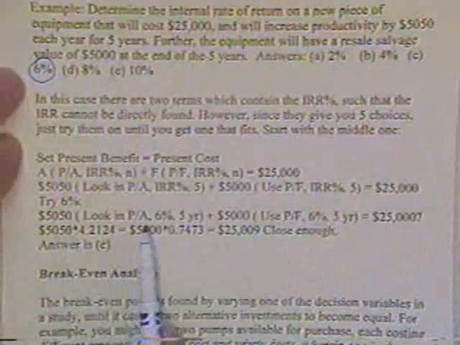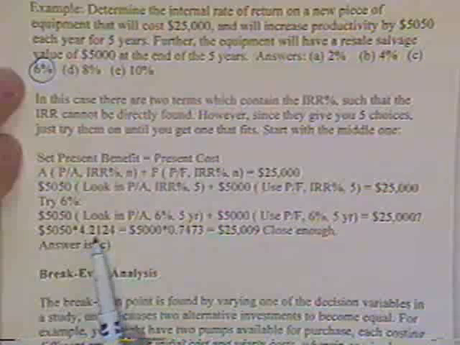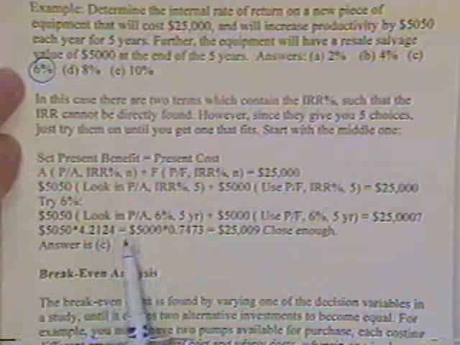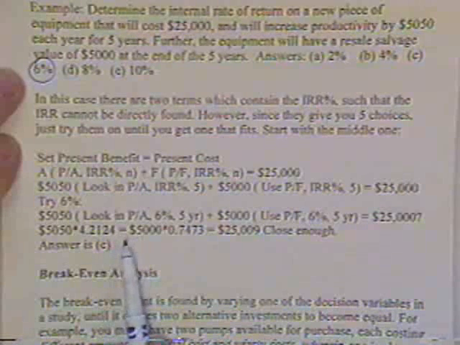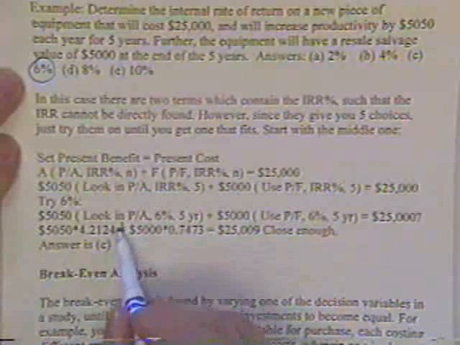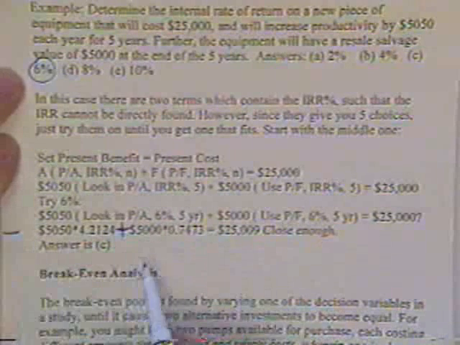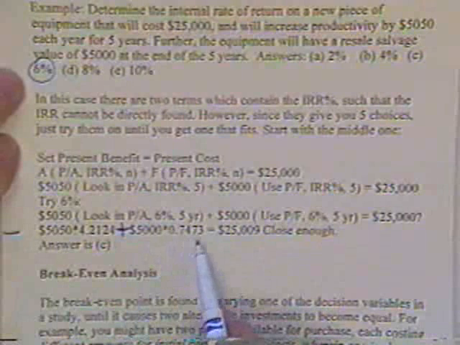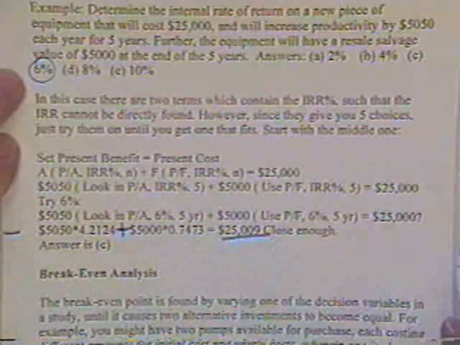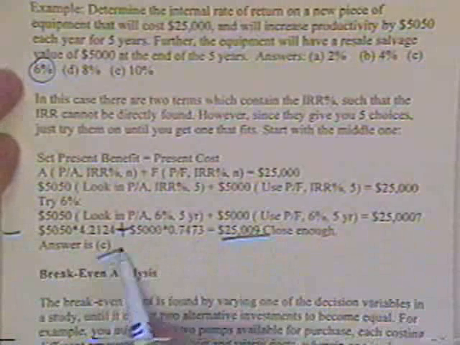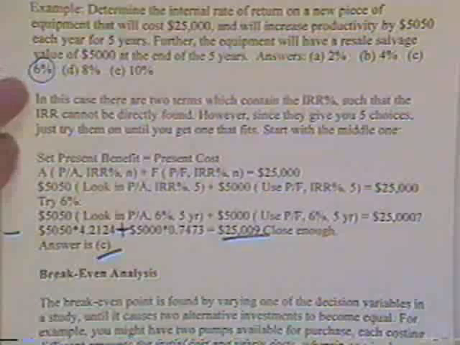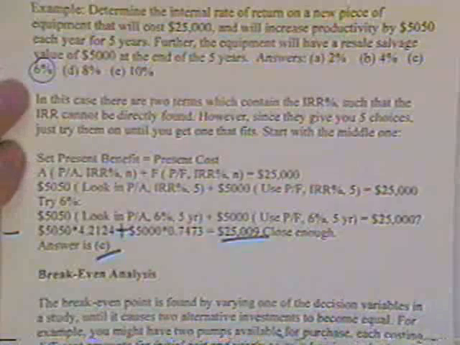And 50-50 times, using the 6% column, I get 4.2124. This should say plus, here's a mistake, plus 5,000 times 0.7473. That comes out $25,009. Close enough. Answer is C.